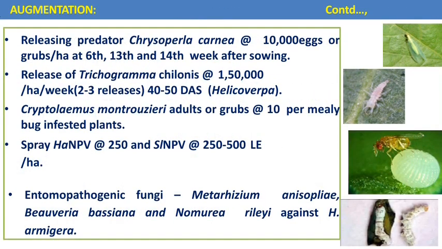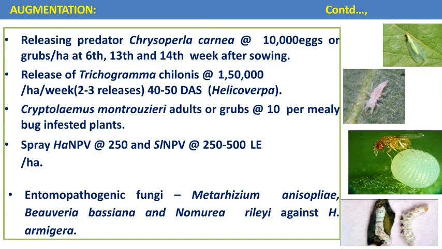Then here are some of the augmentations of the biological control or biological agents. Here Trichogramma chilonis is one of the effective parasitoids against all types of bollworms. For Helicoverpa or American bollworm we can use Trichogramma chilonis. For pink bollworm we can use Trichogramma bactrae. Then Chrysoperla carnea is one of the most used predators against aphids. Then Cryptolaemus montrouzieri is used as a predator especially against the mealybug.